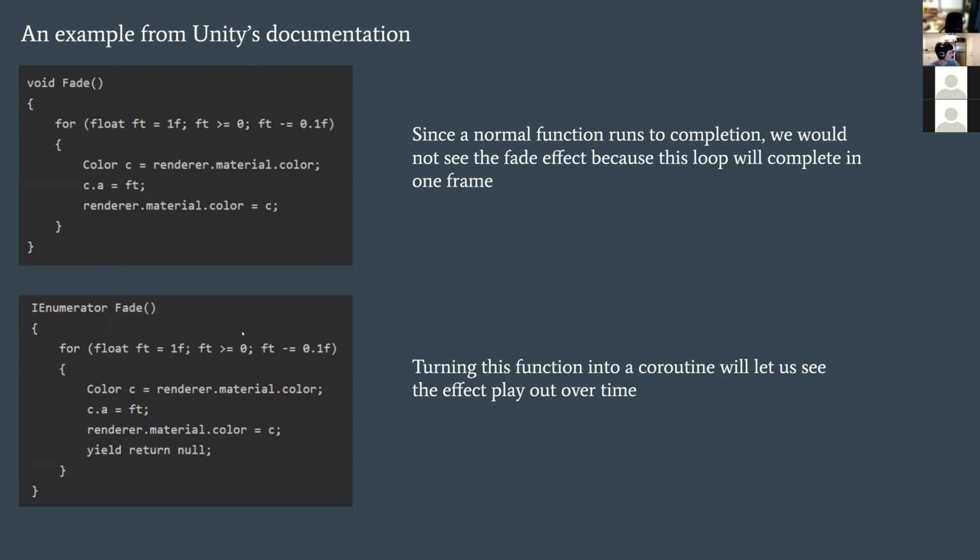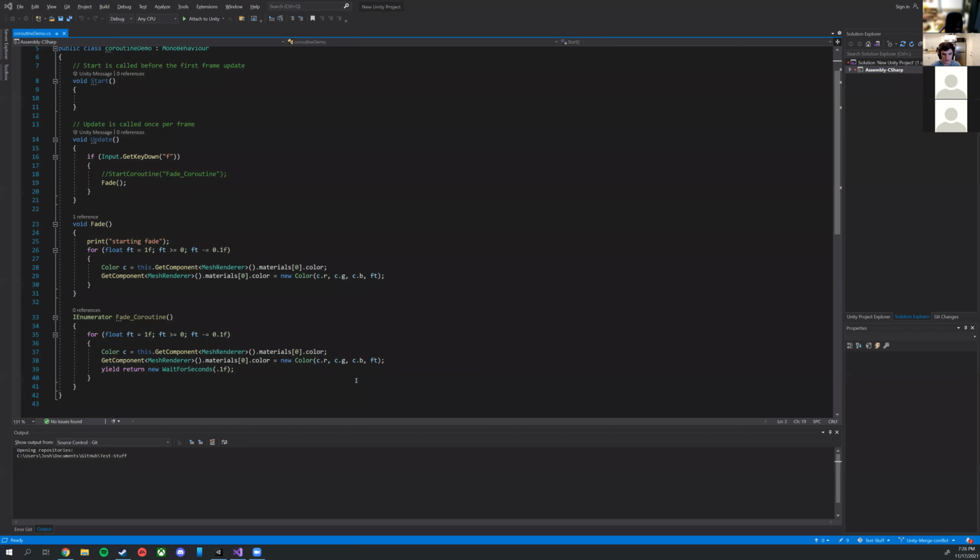And then you can see here the structure of a coroutine. The return type has to be IEnumerator. And then somewhere in your code, you're going to have this yield here, which is basically going to tell the coroutine when it's supposed to resume execution. We'll go over that in a little bit. I want to show you guys how this all works. I can pull up Unity. Here we go.